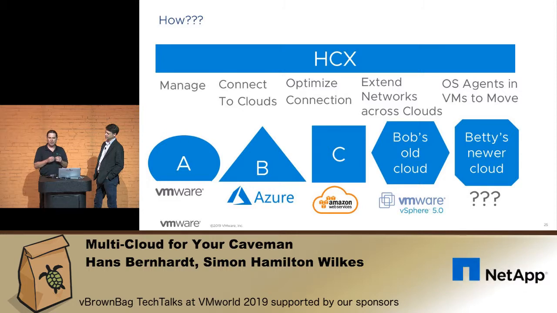And then we want to be able to extend networks between the clouds, our existing networks that our virtual machines are on. And then Simon mentioned the OS agents for virtual machines to move around. There's different ways to move our virtual machines around, but the bottom line is when we move a virtual machine from one cloud to another on those extended networks, we want them to keep their same IP addresses. We want them to keep their same functional characteristics for our applications.